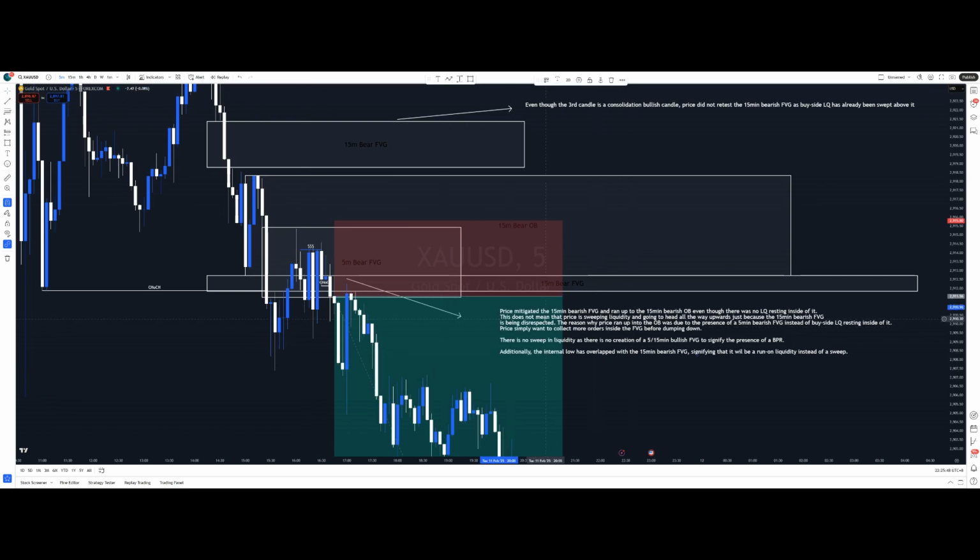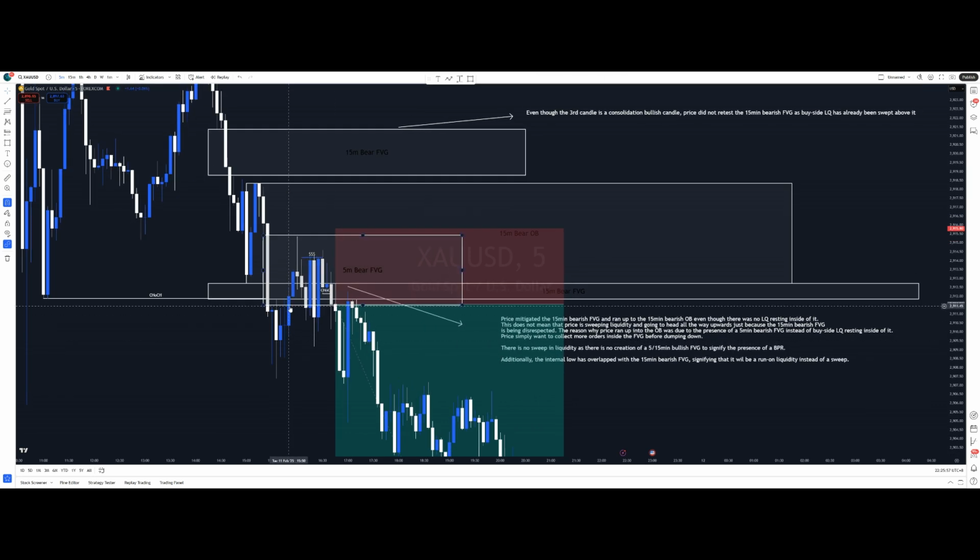So this doesn't mean that price is sweeping liquidity and going to hit all the way upwards just because the 15-minute bearish fair value gap is being disrespected. So when price came up, it was disrespected. Some people might enter for buys because they think it's a sweep of liquidity, so price is bullish. But that's not the case. The reason why price ran up into the order block was due to the presence of a 5-minute bearish fair value gap instead of any sort of buy side liquidity resting inside of it.